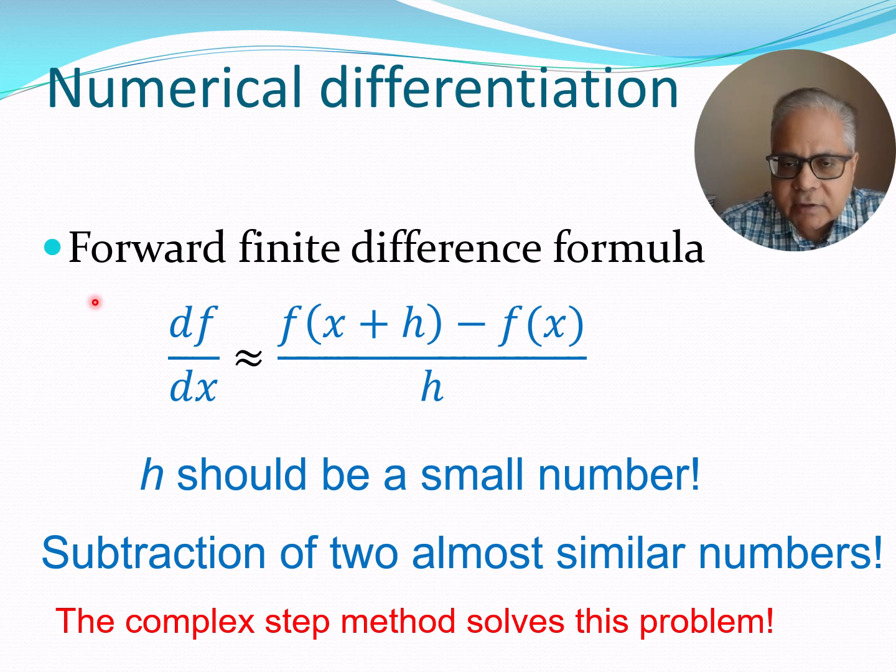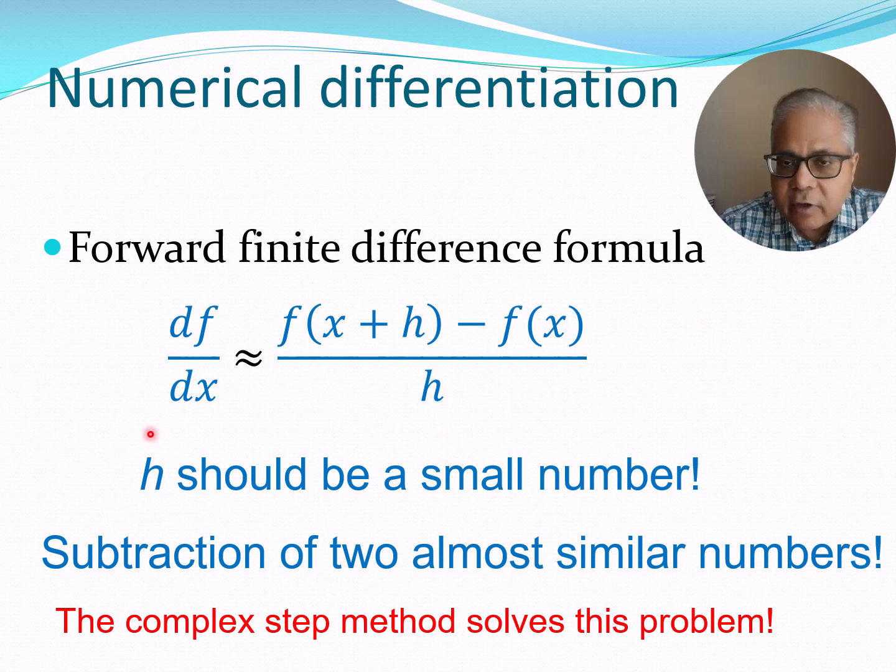So let us recap by looking at the forward finite difference formula. This formula has the form that the derivative df/dx is approximately equal to f(x+h) minus f(x), divided by h. Of course, you know that this is something you can obtain from the Taylor series, and you can also get this from the fundamental definition of the derivative in calculus. And here h should be a small number for this formula to work out well.